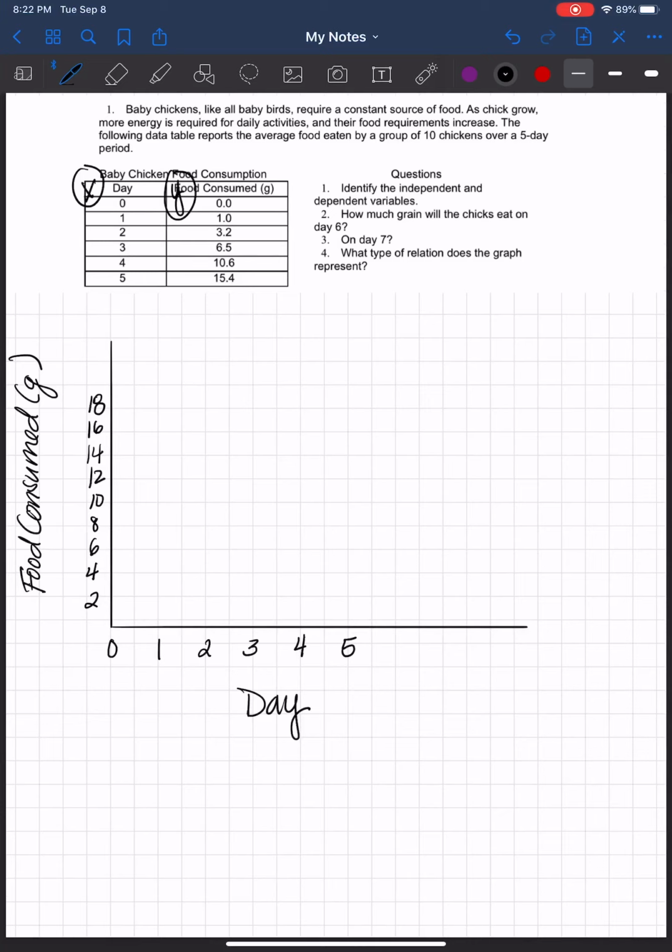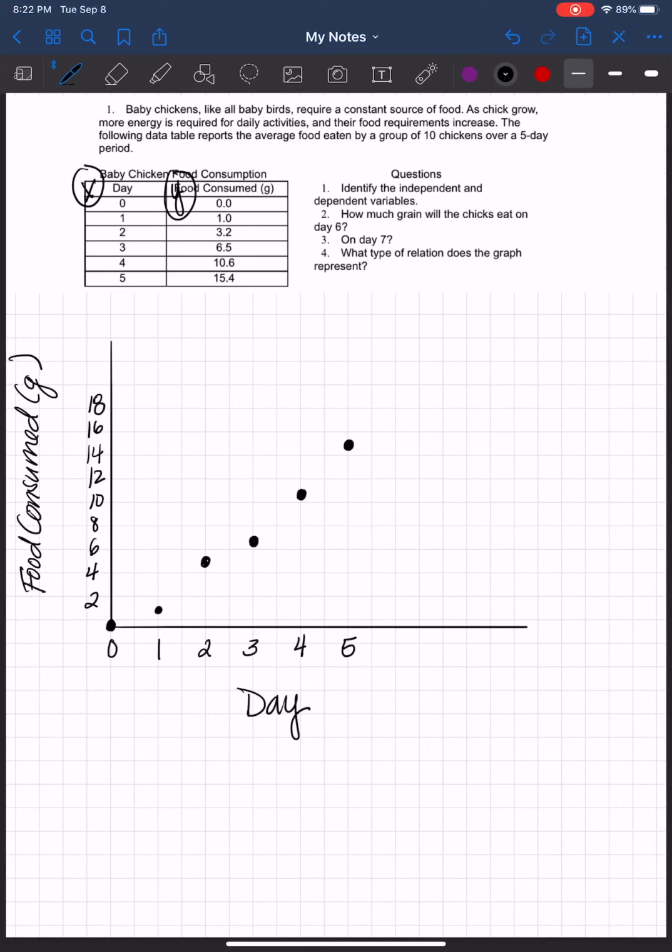To do that, you're going to plot your points, right? So you're going to go 0, 0 right here. Next one is 1, 1, which is going to be in between 2. So just estimate. 2, 3.2, it's going to be somewhere right here. 3, 6.5, 6, maybe a tiny bit right here. Next is 4, 10.6, so 10.6 is going to be somewhere right there. And then 5, 15.4, and 15 is going to be somewhere right here.